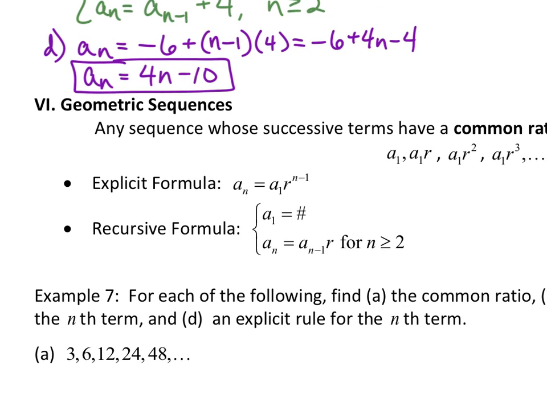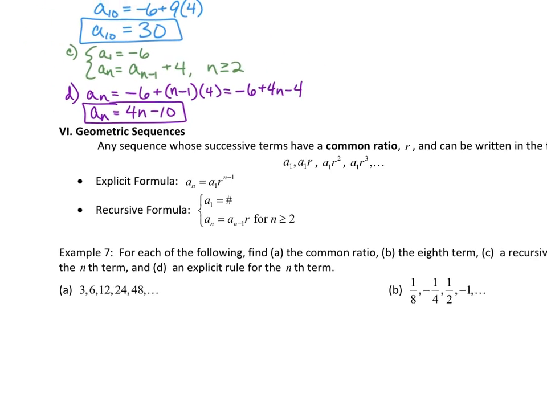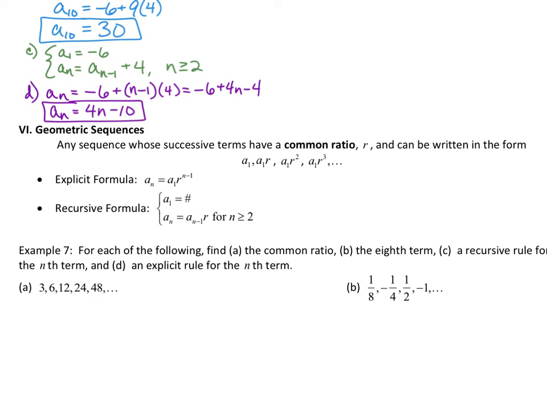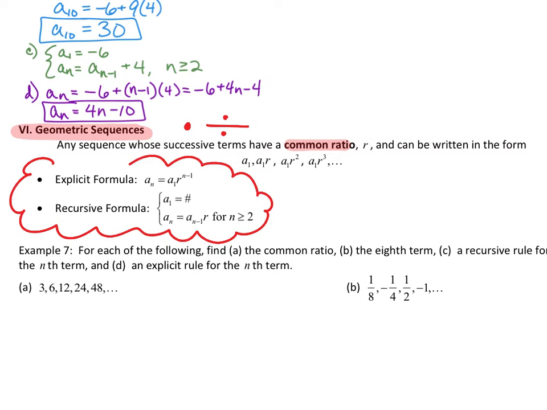Let's move on to geometric sequences. So geometric sequences are a different type of sequence. They're pretty common, but geometric sequences are sequences whose successive terms have what's called a common ratio. That means that these are not changing with addition and subtraction, but by multiplication and division, or multiplication by fractions. So multiplication by whole numbers or multiplication by fractions. And it still has a different explicit and recursive formula, but they're actually easier to use, in my opinion.